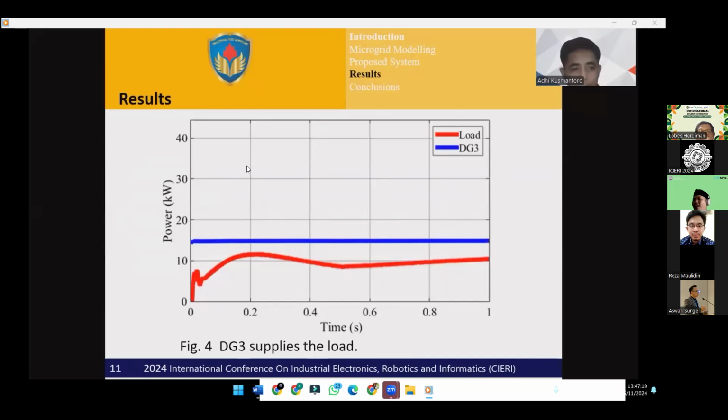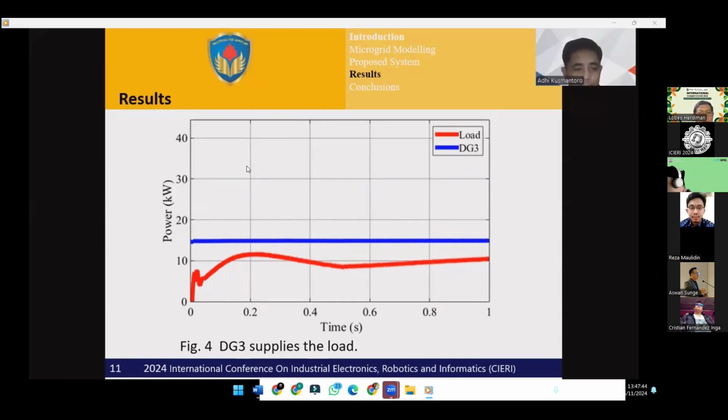In this third operation, centralized control regulates the biogas and DG output as DG3, which is shown in figure 4. The third power source provides stable power output even when the load changes from 0.2 seconds to 0.6 seconds. The third operation provides stable power in the microgrid system.